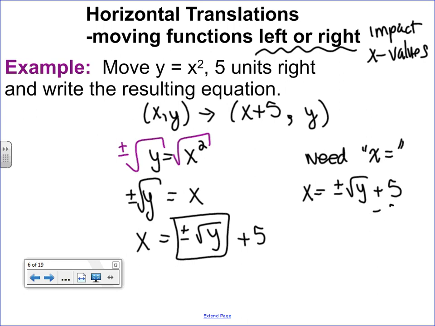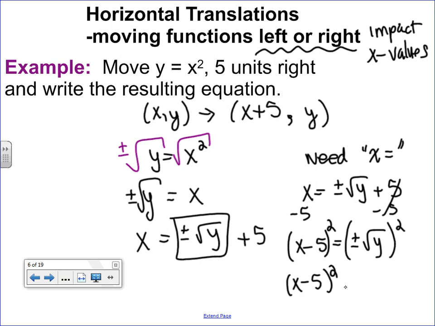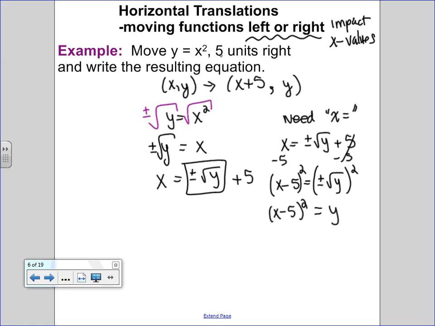So let's get y by itself. I'm going to subtract 5 from both sides. And then to get rid of a positive and negative root, I'm just going to square both sides. So I end up with x minus 5 squared equals, well, positive root y squared and negative root y squared are both just y. So now I have a y equals equation. So you can see here with my equation, by going 5 units to the right, my equation becomes x minus 5 all squared. A little bit different than what we were expecting, but you can see now why that works.